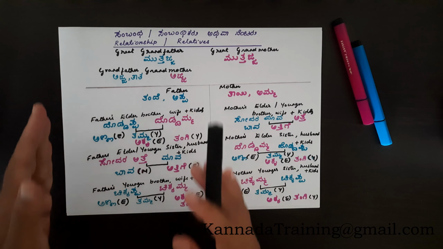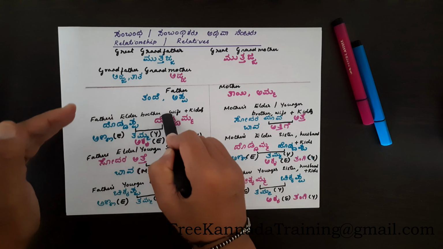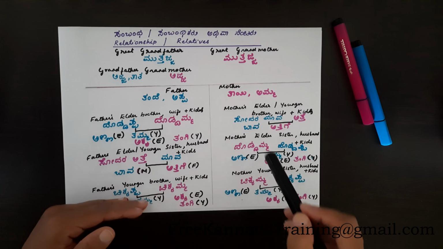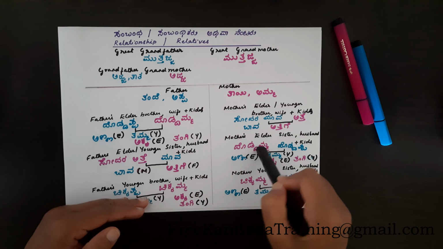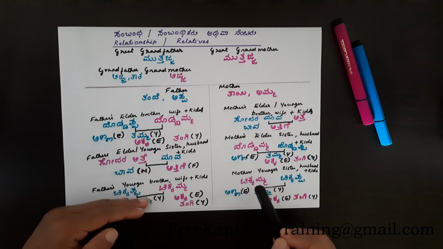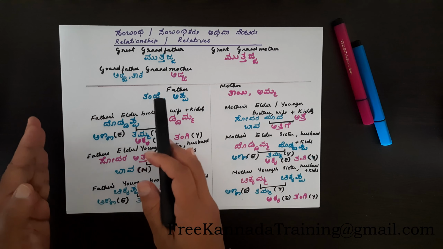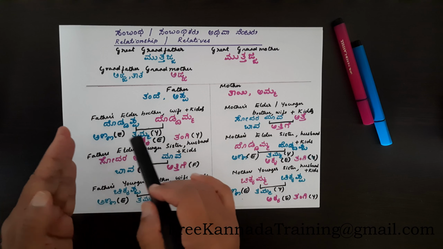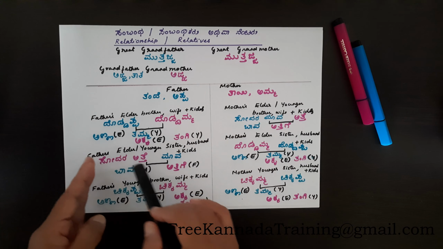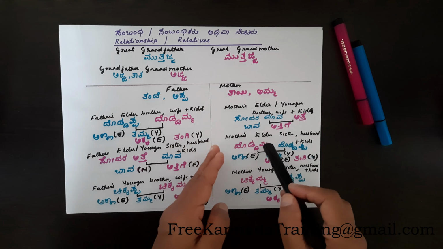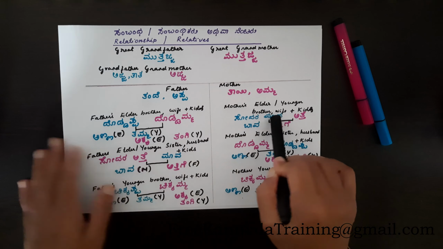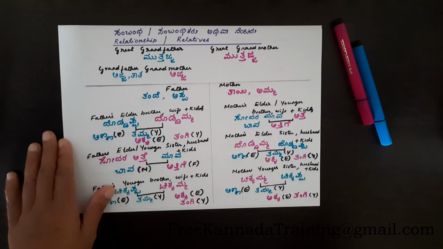So on father's side, elder brother is Doddappa, younger brother is Chikkappa. On mother's side, elder sister will be Doddamma, younger sister will be Chikkamma. On father's side, elder or younger, father's sister will be Sodara atte. On mother's side, mother's brother will be Sodara Maava.